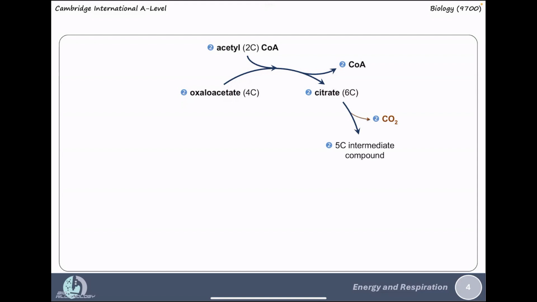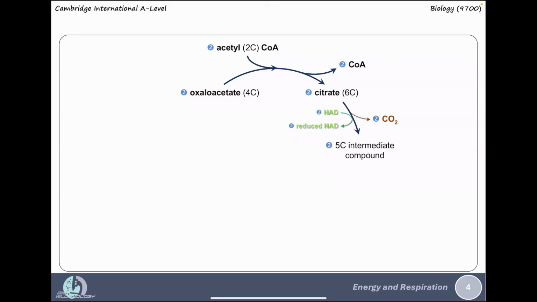And this decarboxylation occurs together with dehydrogenation. In this dehydrogenation process, citrate donates hydrogen atoms to NAD. In other words, citrate is oxidized to form the 5-carbon intermediate compound. At the same time, NAD receives hydrogen atoms from citrate, and it itself is reduced to form reduced NAD.